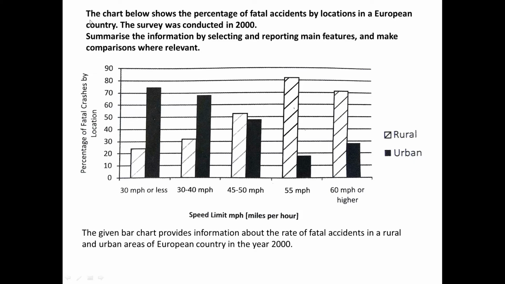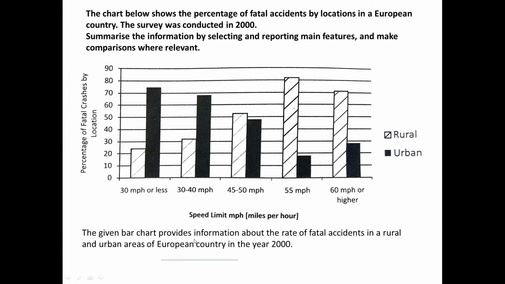Here, let's see the information provided by IELTS first. Chart below shows the percentage of fatal accidents by locations in a European country. The survey was conducted in 2000. So here, the chart below shows, we have to just write the chart because we have just chart, we cannot write below or above anything. We just write the given bar chart provides information about the rate of fatal accidents in rural and urban areas of a European country in the year 2000.